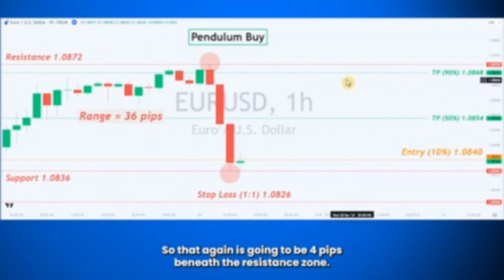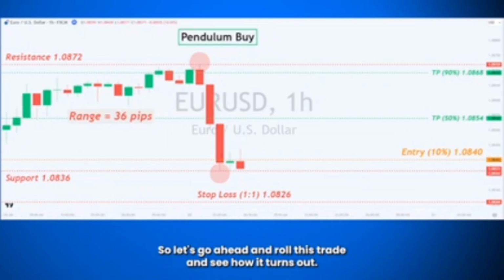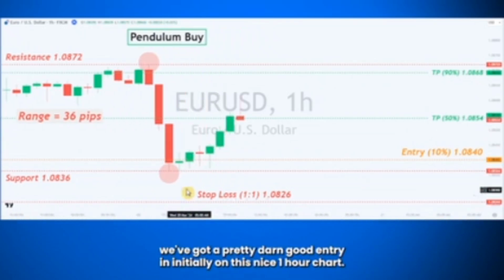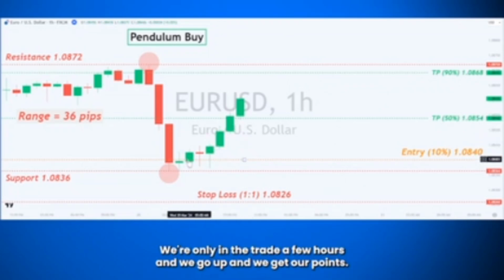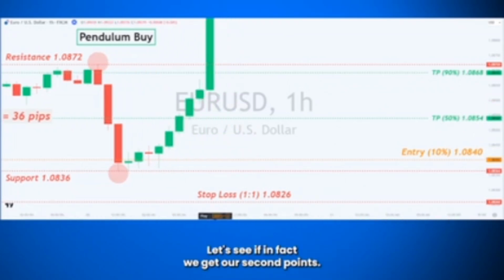So that again is going to be 4 pips beneath the resistance zone. So let's go ahead and roll this trade and see how it turns out. As you can see, we've got a pretty darn good entry, and initially on this nice 1 hour chart, we're only in the trade a few hours and we go up and we get our points. Let's see if in fact we get our second points, and there it is.